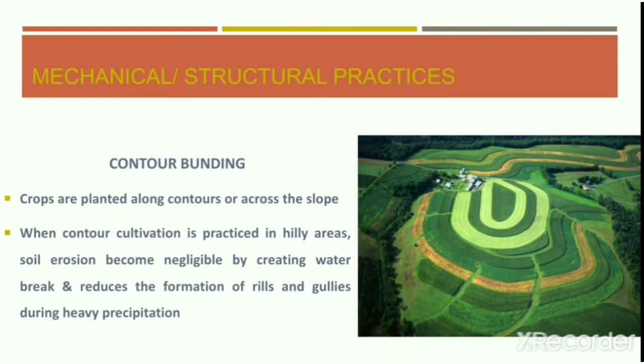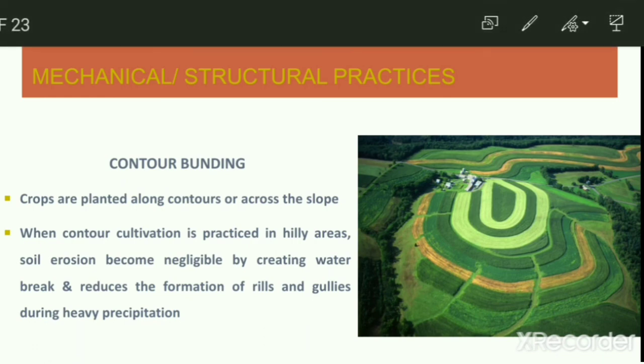Contour bunding is another major method. Crops are generally planted along the contours or across the slopes. When contour cultivation is practiced in hilly areas, soil erosion becomes almost negligible, as the contouring reduces the formation of gullies or rills during heavy precipitation and thereby reduces the acceleration or the speed of the water that is moving.